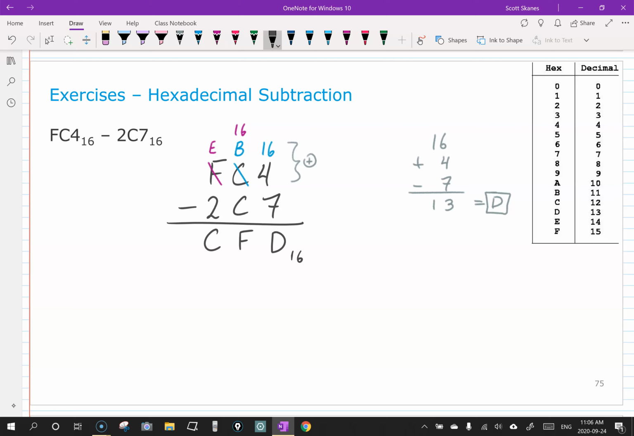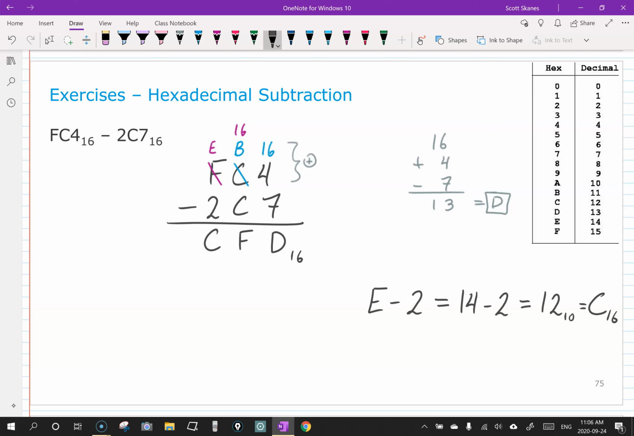Let me do that last column for you by hand. We want to do e minus 2. E minus 2 is the equivalent of 14 minus 2. 14 minus 2 is 12. 12 in hexadecimal is the equivalent of c in hexadecimal. In fact, sorry, that should be 12 in decimal is really what we're thinking about. Gives us c.